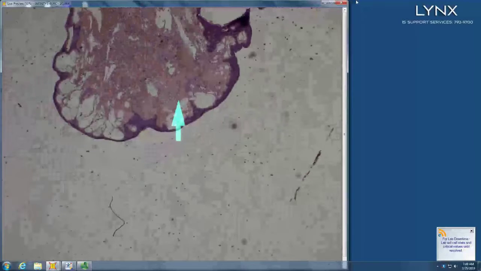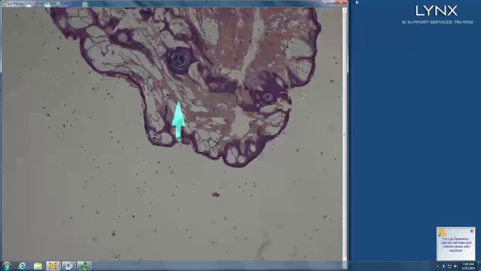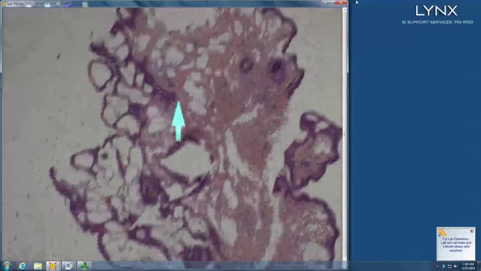Little papule with dilated vascular spaces. I'm assuming it's like a lymphangioma of sorts. Yep, lymphangioma of sorts. Very good.